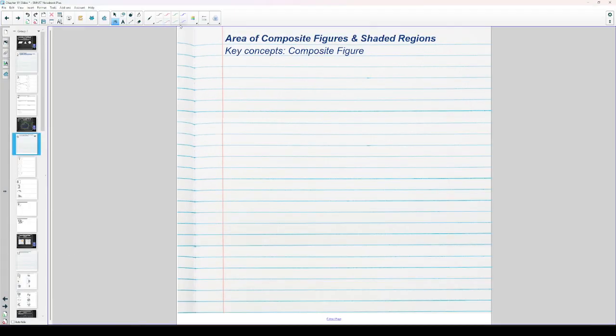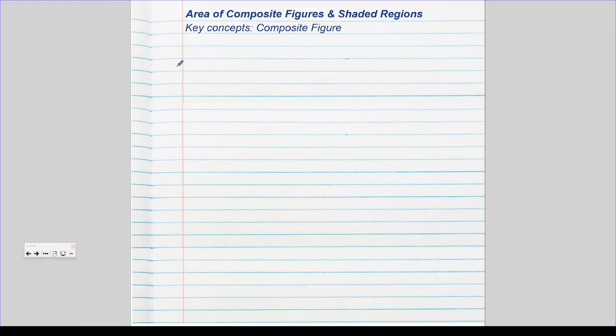But if you want to put something in your notebook and didn't already, a composite figure is made of smaller or simpler shapes by adding and/or subtracting areas.